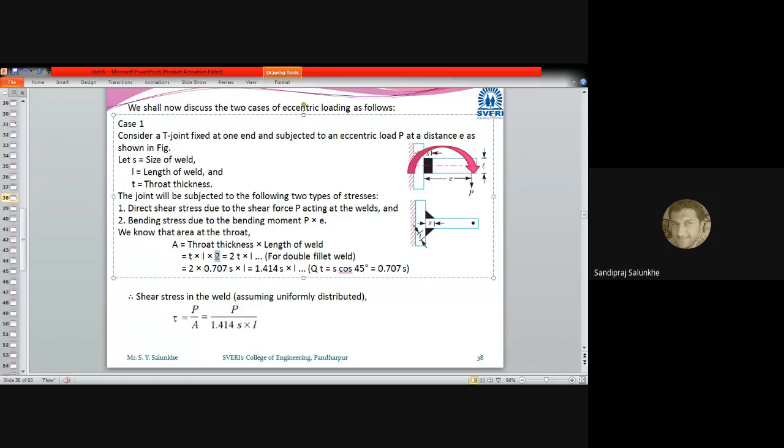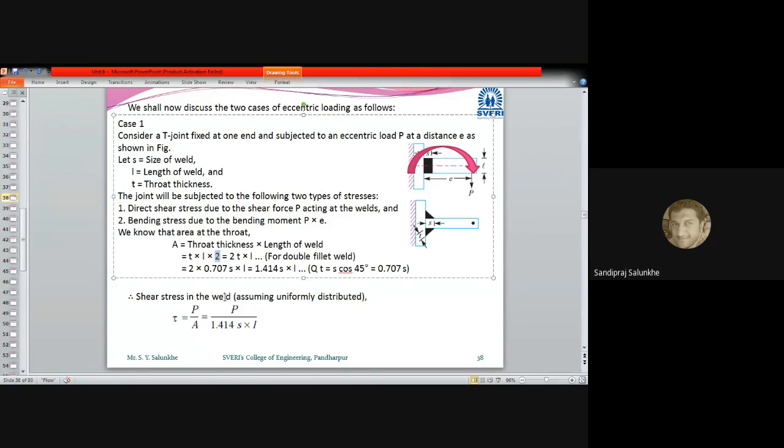So T into L into 2, that is 2TL, is the area of this welded joint which we are going to take for the calculation. Now, if you want to write it in terms of S, then S is equal to T divided by 0.707, or T is equal to 0.707 into S. So we'll write this term in S also.